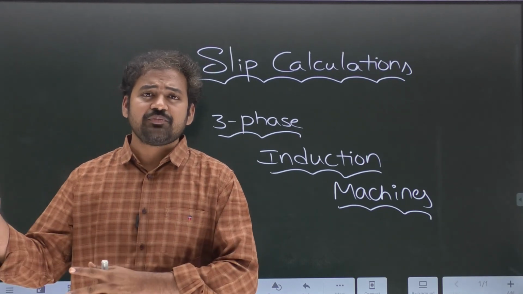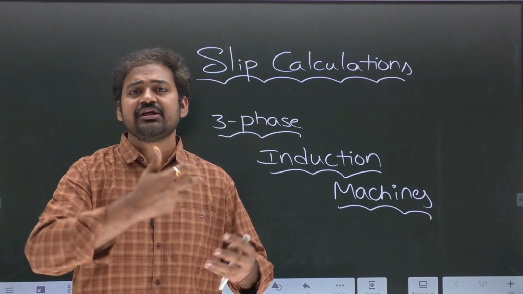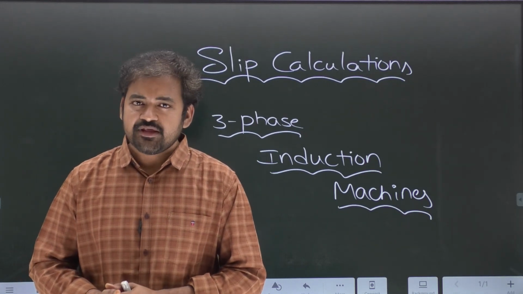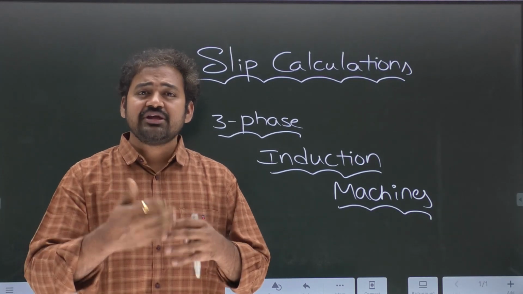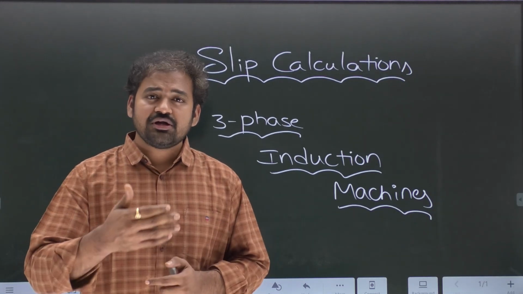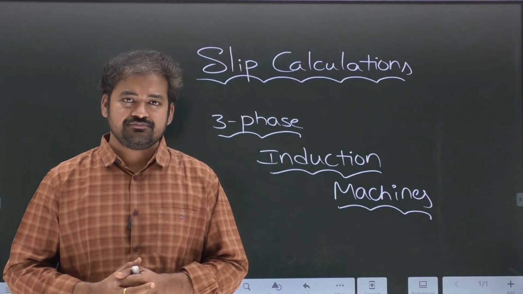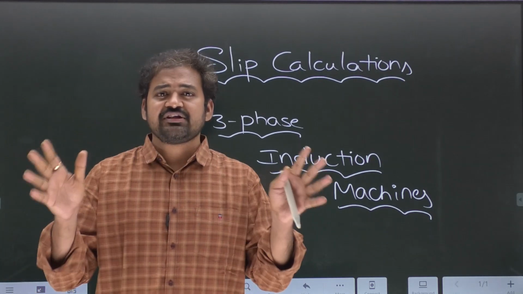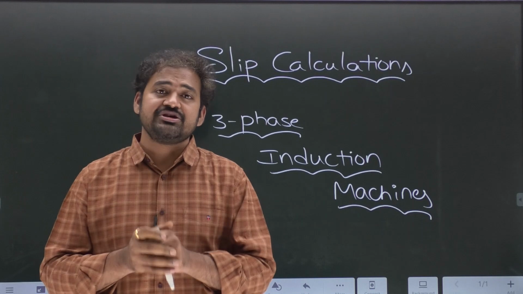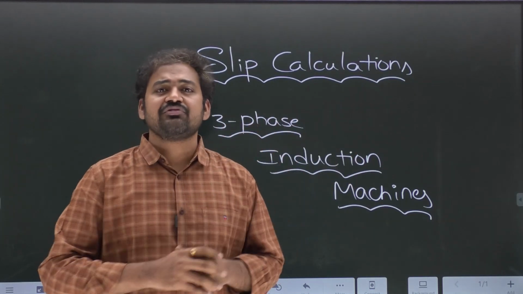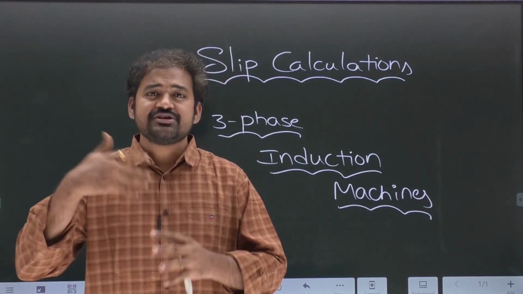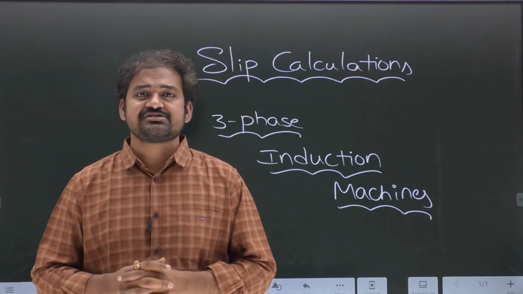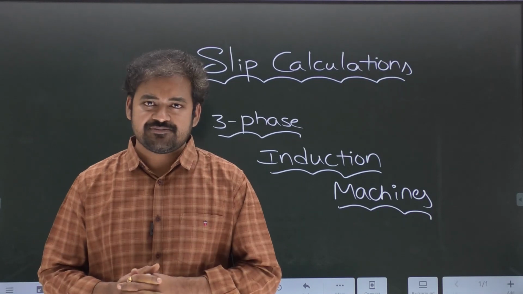Suppose an external prime mover is forcefully rotating the rotor. When an external prime mover is involved, the rotor may be driven in the forward direction or in the backward direction. So there is a lot of difference between a self-rotating machine and an external prime mover rotating machine. As I said, when the machine is rotating on its own, you can use the default formula for slip, which is (Ns minus Nr) by Ns.